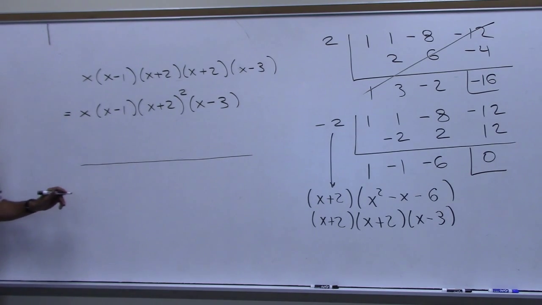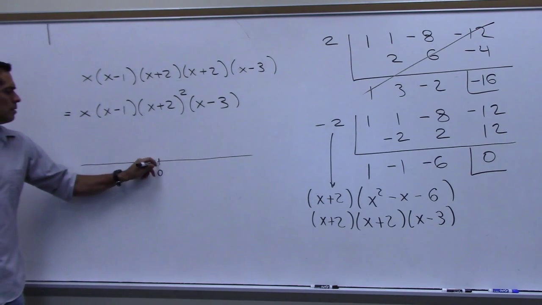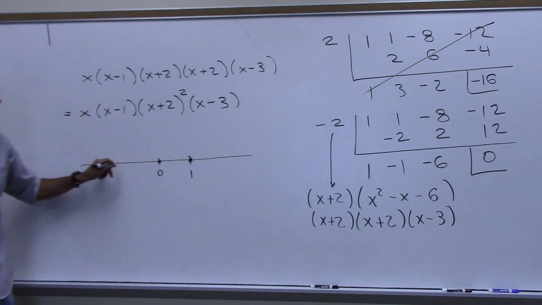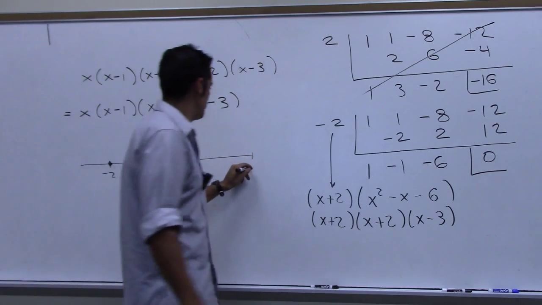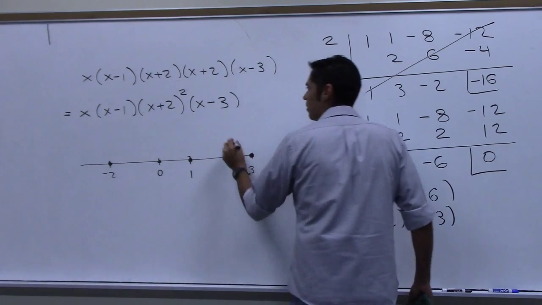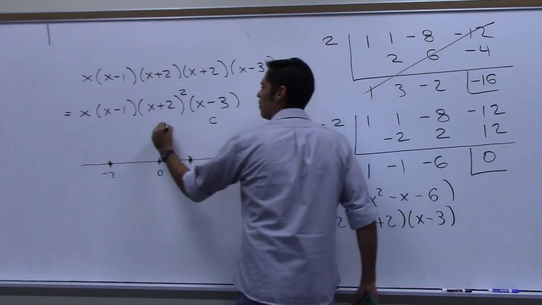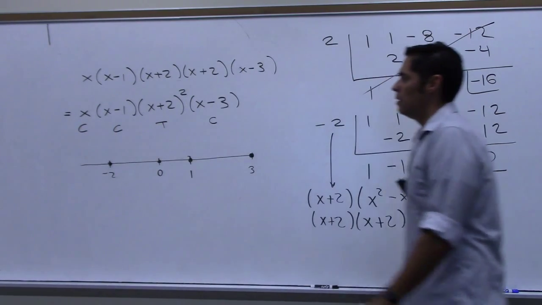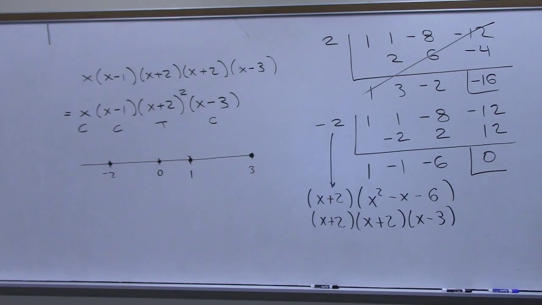What are my x-intercepts here? 0, 1, negative 2, positive 3. And I'm going to cross here, I'm going to touch here, I'm going to cross here, and I'm going to cross here. And what about the left and right hand behavior?